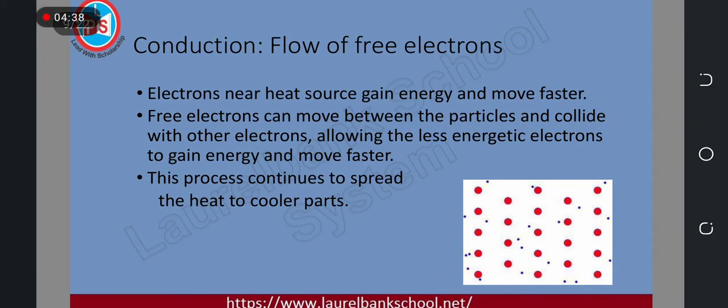And the second method by which conduction occurs is the flow of free electrons. Electrons that are quite near to the heat source will gain heat energy, and then start to move faster. Free electrons can move between the particles and they will collide with other electrons, and this allows the less energetic electrons to gain energy and start to move faster, and this process continues to spread the heat to the cooler parts.